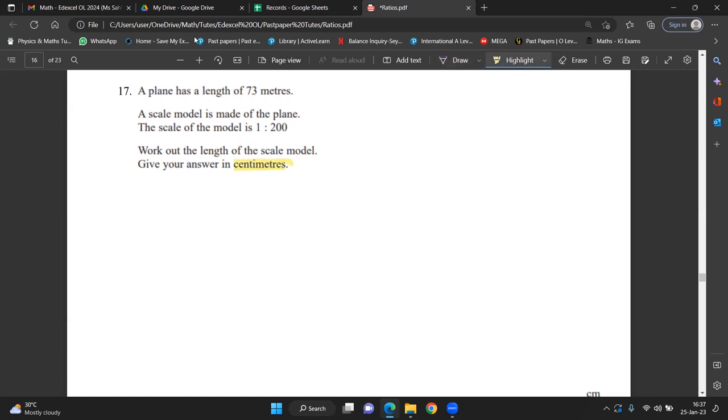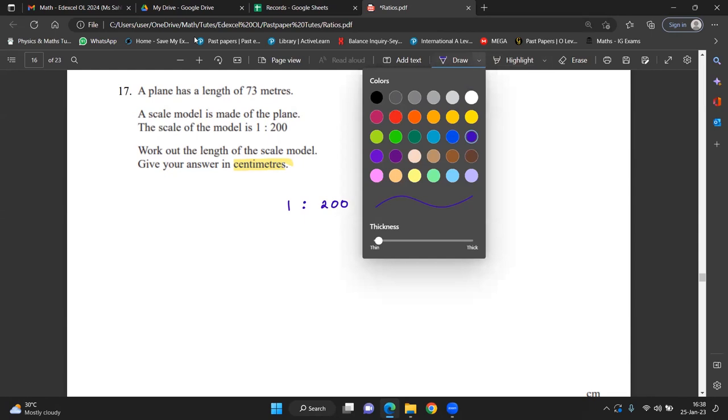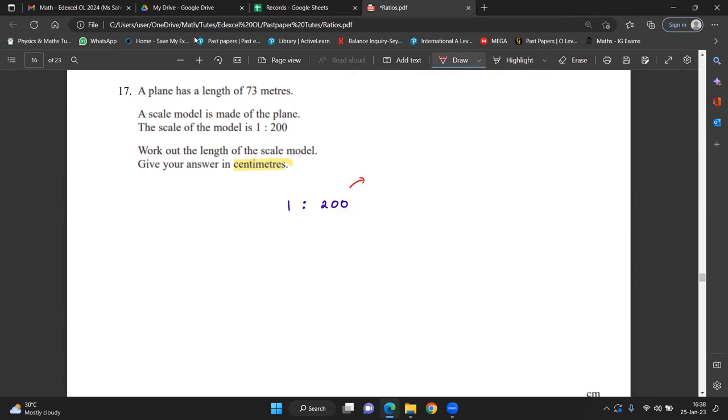Zaid, tell me, 1 meter is equal to how many centimeters? 100 centimeters, okay? So we know a plane has a length of 73. First of all, write the original scale model, which is 1:200. When I'm talking about scale models, you should always know one of them will be the actual, the other one will be your scale model.